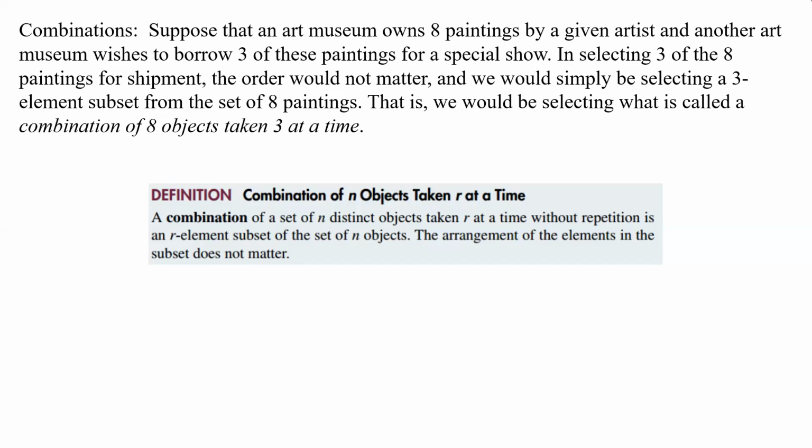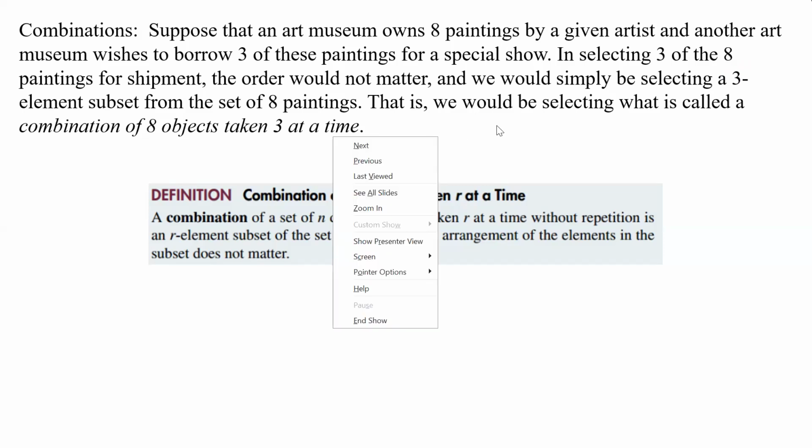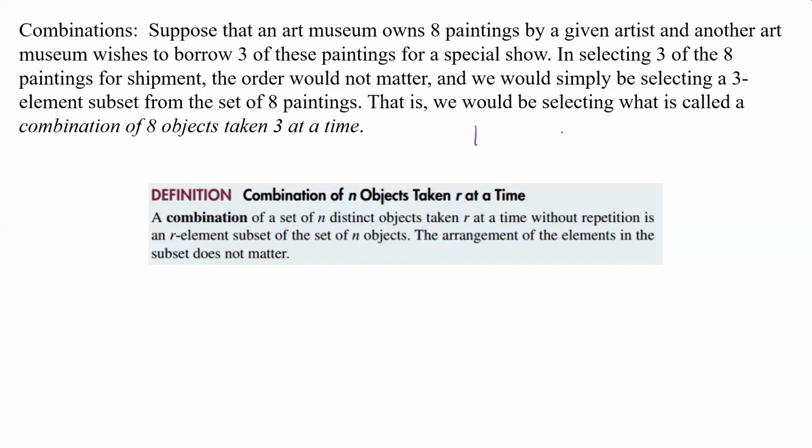And we could simply select a 3 element subset from those 8 paintings, and that's going to be called a combination of the 8 objects taken 3 at a time because it doesn't matter what order you choose them. If they were 8 different paintings, you could choose this one and then that one, or you could choose this one, this one, this one. It doesn't matter. You're getting 3 paintings no matter what.